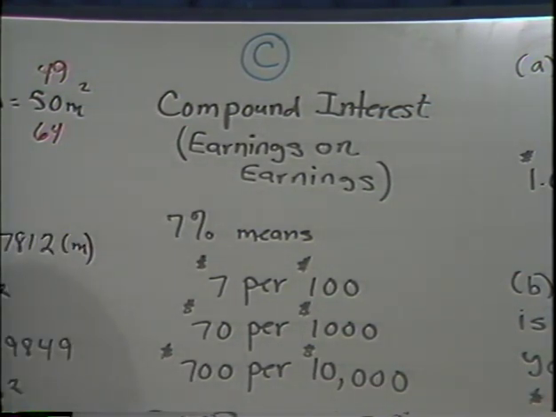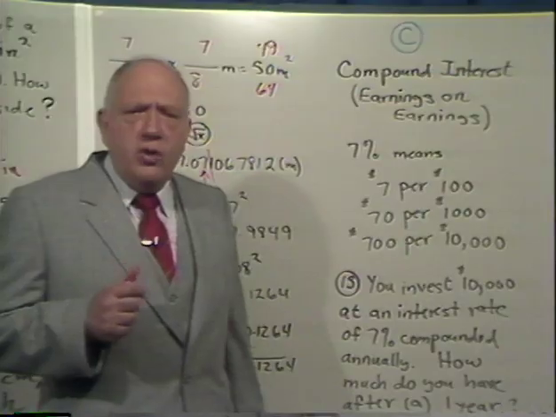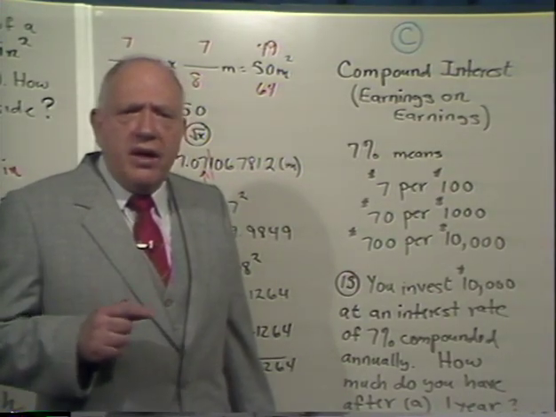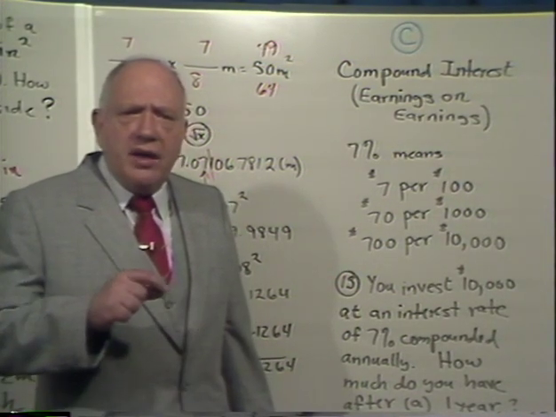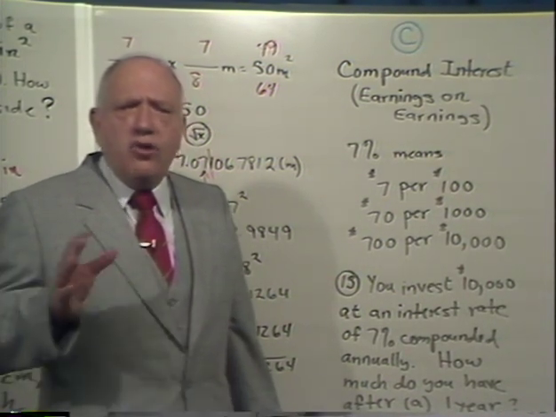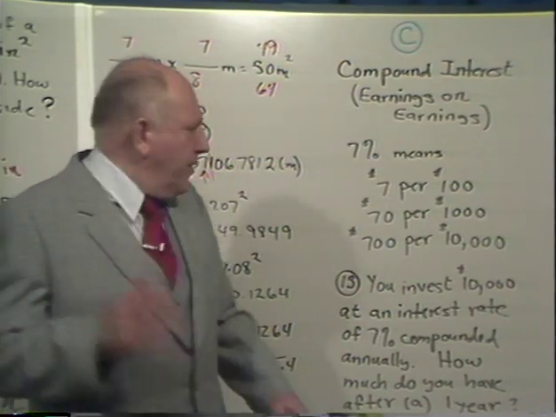Suppose, for example, that a bank says that they will pay you 7% interest compounded annually. Compounded annually means that you will get that 7% interest for that year. But the next year, the 7% is going to be added on to what you've already earned. Let me just give you an example this way.